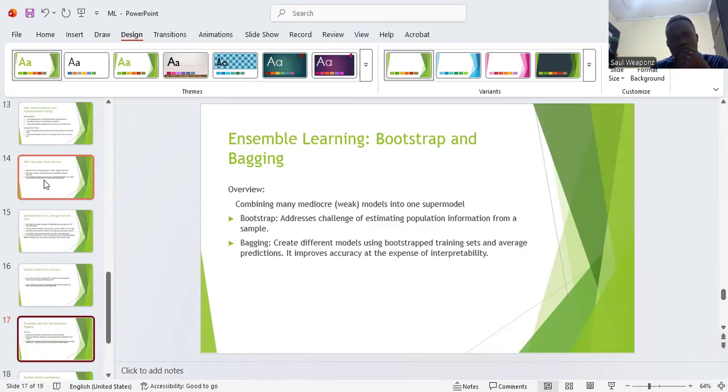Here we're going to look at ensemble learning, bootstrap, and then bagging. Ensemble learning combines many weak models into one supreme model. With bootstrap, we address the challenge of estimating population information from a sample. Then with bagging, we get different models using bootstrap training sets and then average the predictions. It improves accuracy at the expense of interpretability.